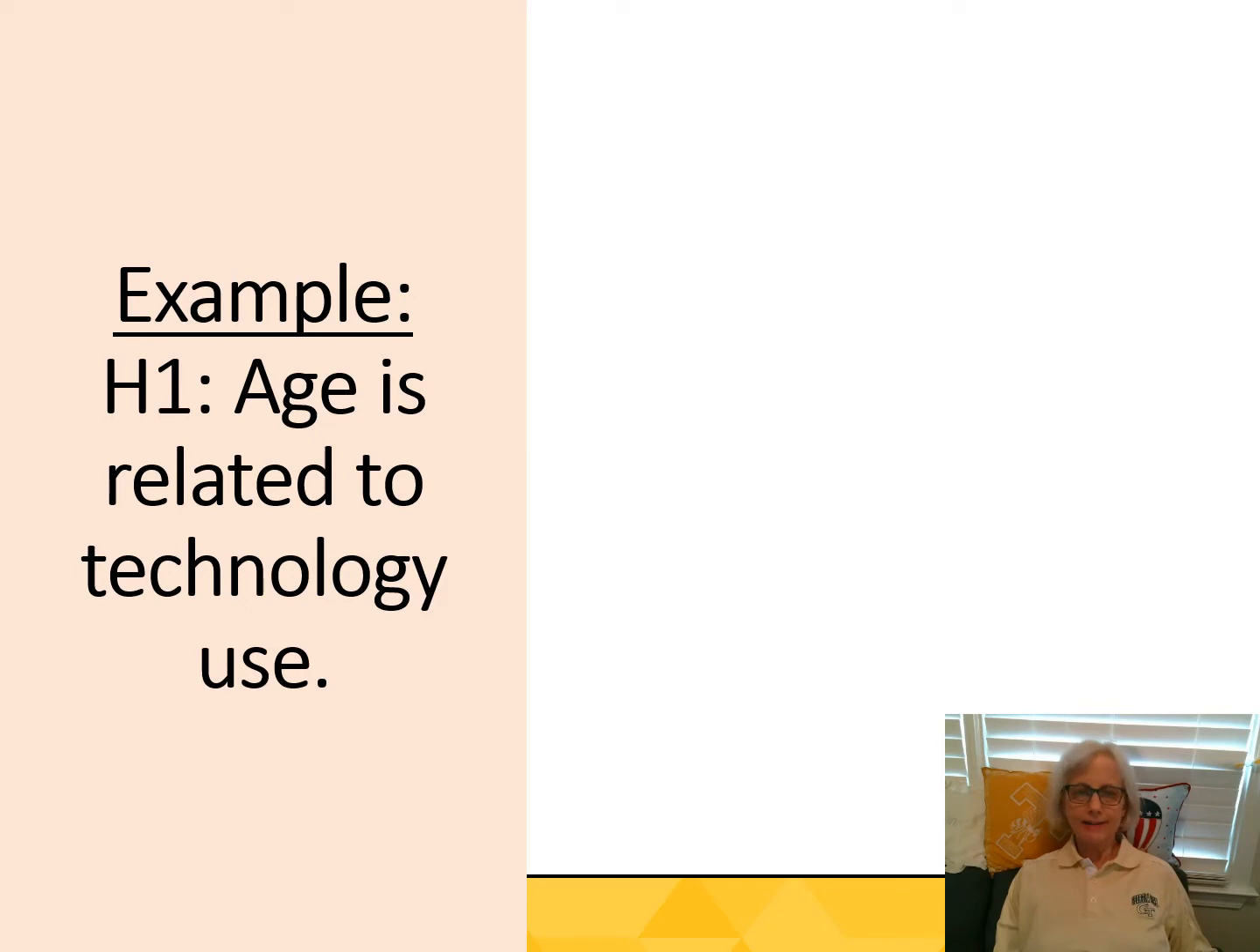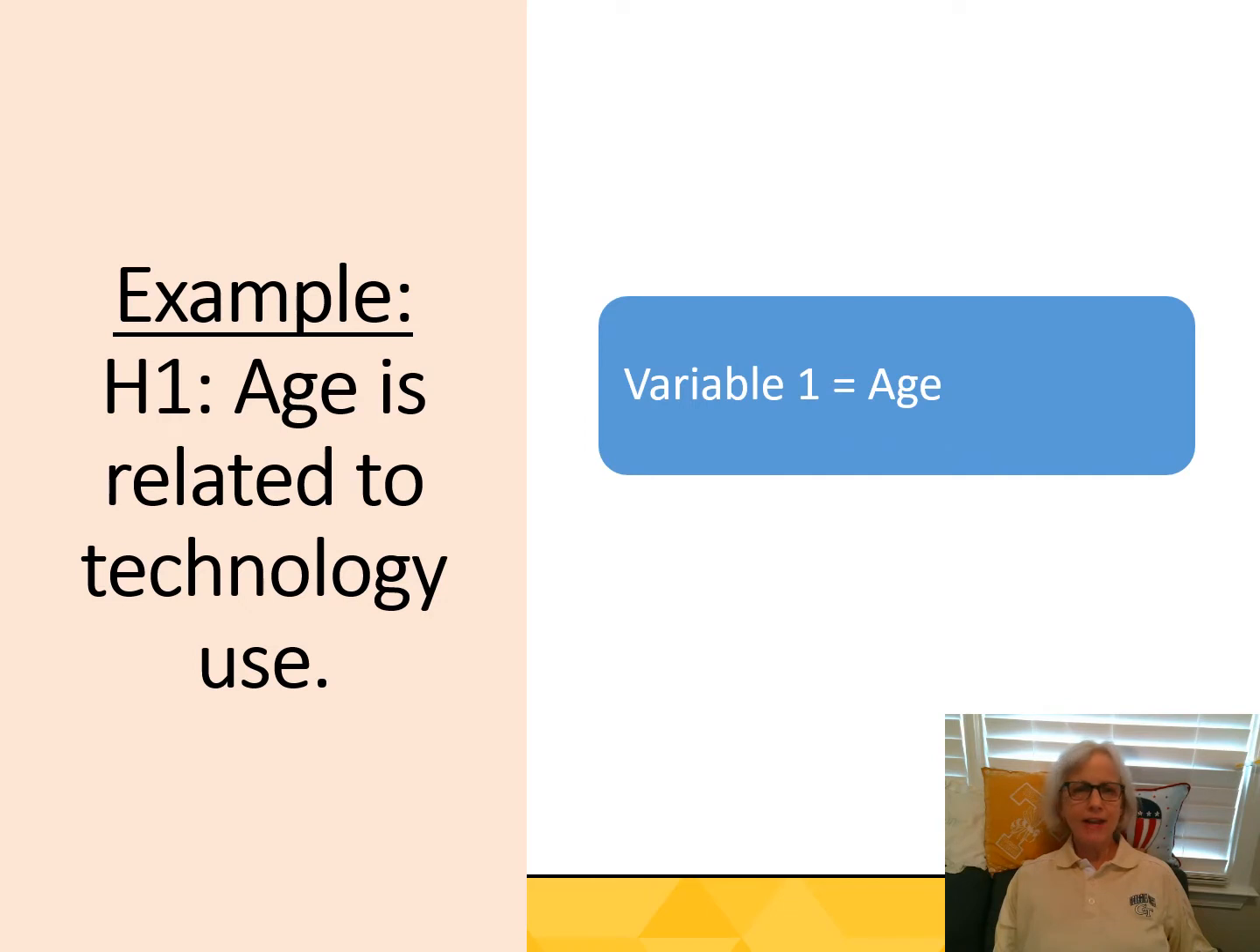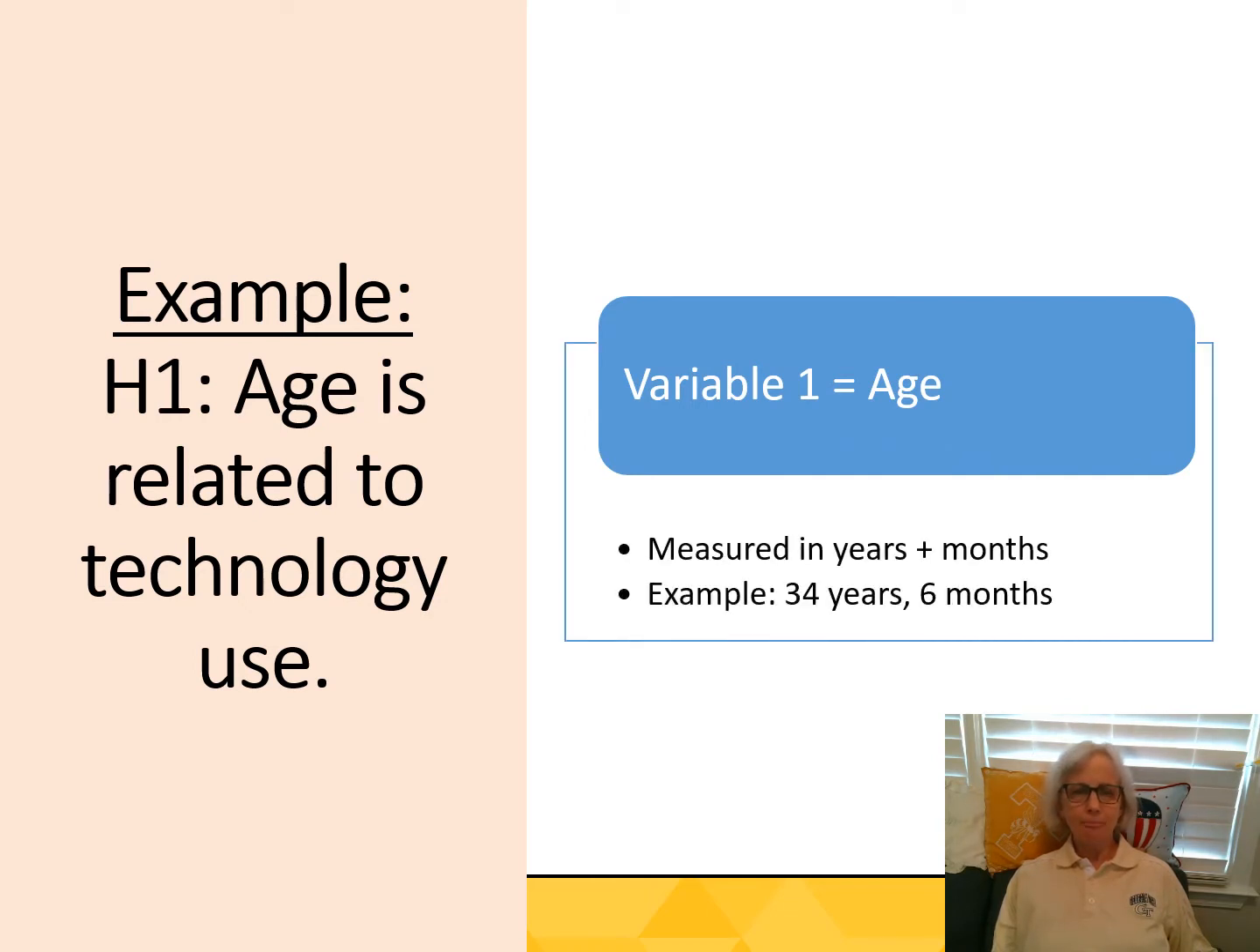Let's look at an example. We want to determine if age is related to technology use. There are only two variables that we need to measure here. Variable 1 equals age. Easy, right? How do we measure it? Years plus months, rounded to the nearest year or month, or day or hour? Maybe we use date of birth and then calculate age. Even something as easy as age has to be carefully defined.